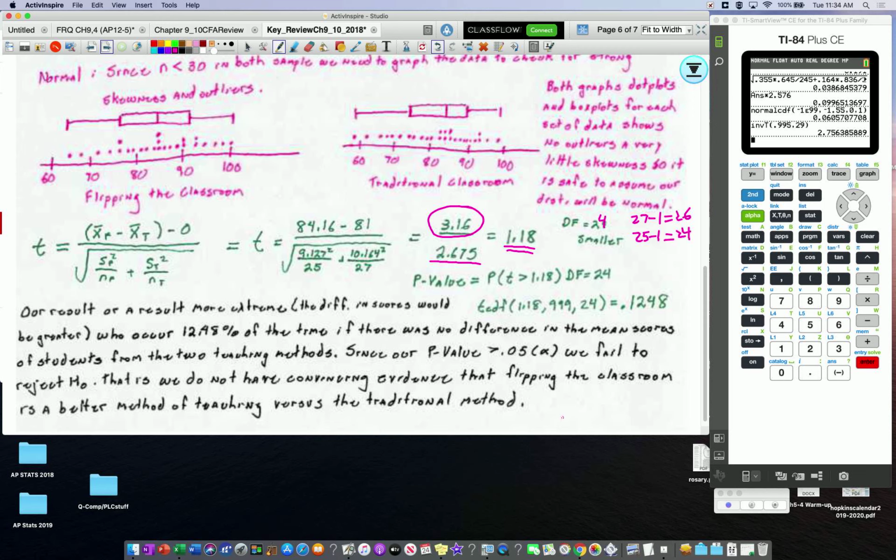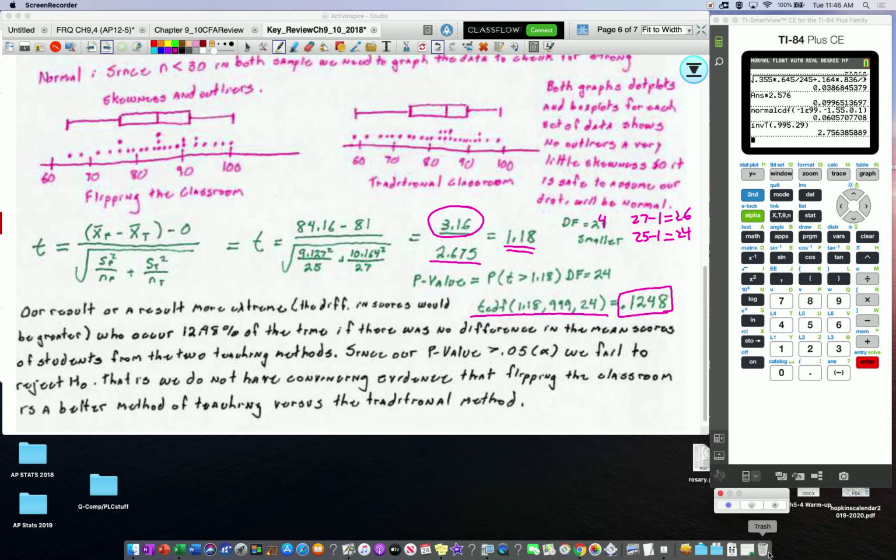So we calculate out our t-statistic, 1.18 to infinity, degrees of freedom of 24. So our p-value is 0.1248. So our result, or one more extreme, would occur.